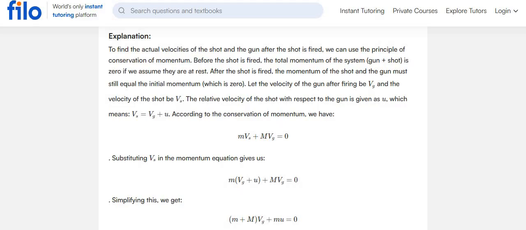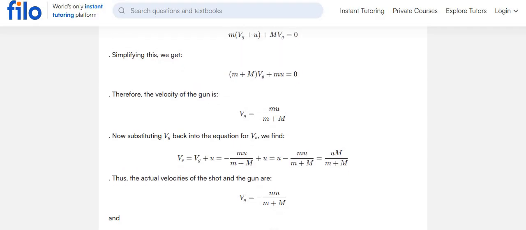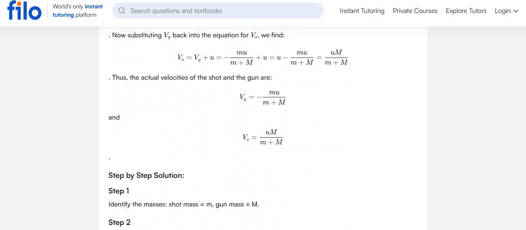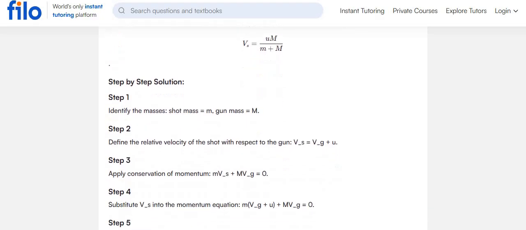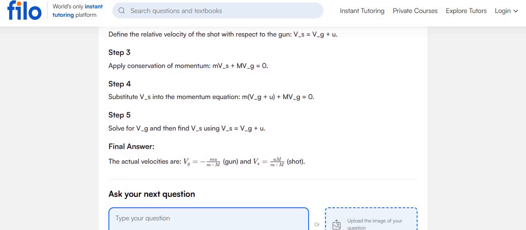Let's start here. They are saying to find the actual velocities of the shot and the gun after the shot is fired, we can use the principle of conservation of momentum. Before the shot is fired, the total momentum of the system is 0, because there's no motion, right? So you have the mass of the gun and its velocity. Let me just show you this here. So the first equation is the conservation of momentum.